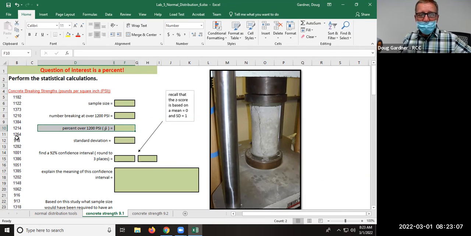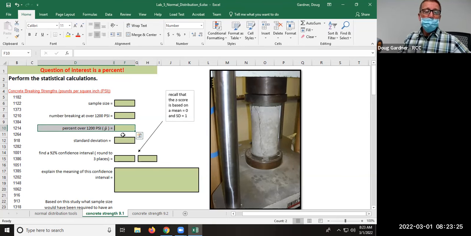Notice even though the data look like it would be a mean, the question this person was curious about is what percent of them break over 1200. And so their question of interest was a percent. Their parameter of interest, in the language of your assignment, was a percent. So they're curious about a percent.